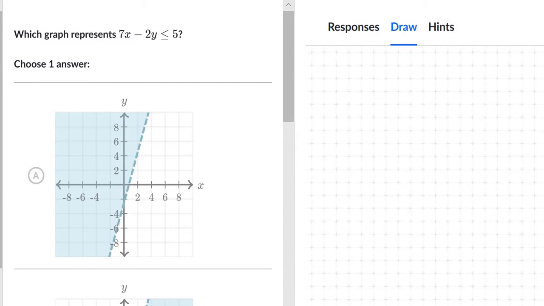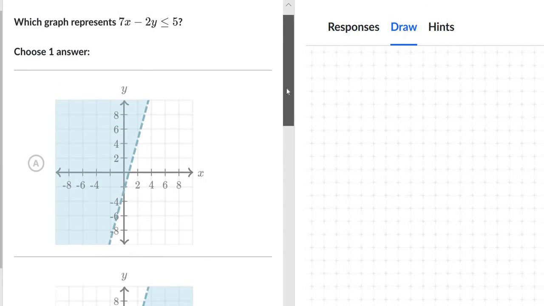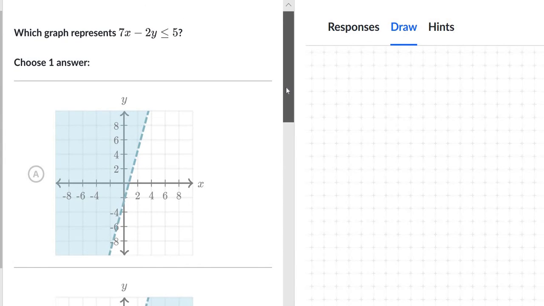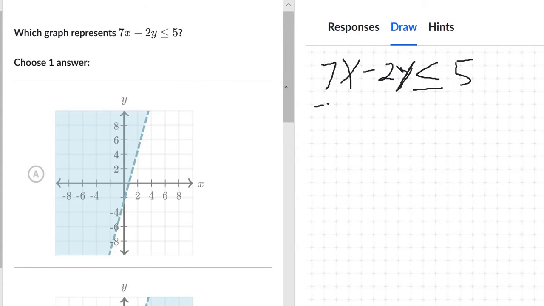Now over here, it's a little bit tricky because you have to do a bit of algebra to get y alone first. So we have 7x minus 2y is less than or equal to 5. We want to get y alone, right? So subtract 7x from each side. We get negative 2y.